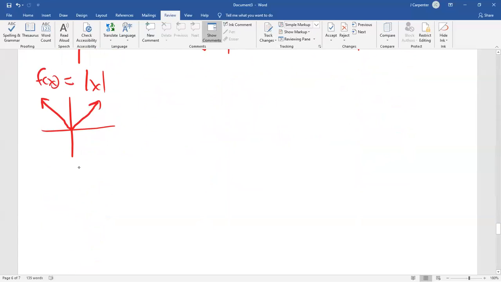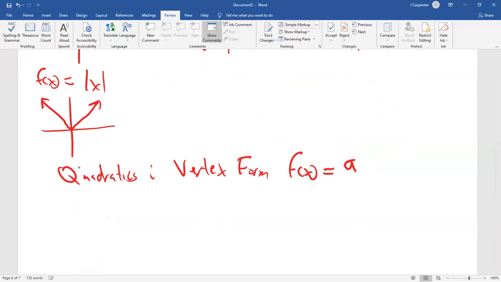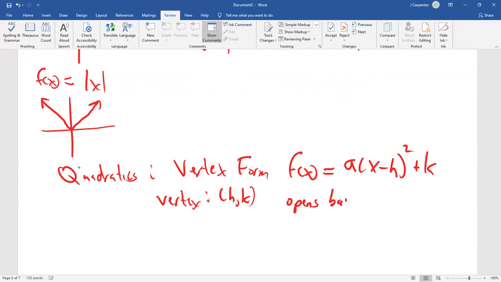Your quadratics. In your vertex form, it's f of x equals a parentheses x minus h squared and then plus k. And your vertex is h comma k. That's the lowest or highest point of the parabola. And then it opens up or down based on the sign of a.